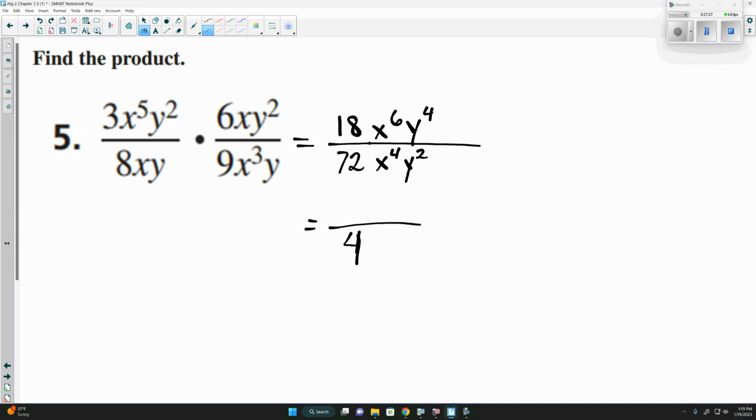Now the next one we have x to the 6th over x to the 4th. 6 minus 4 is 2, and it's bigger on top, so it stays on top. So since we do have an x squared on top, we don't need that times 1, so we can just leave it as x squared for now, depending on how the last one works. Y to the 4th over y squared, 4 minus 2 is 2, since it's bigger on top, it stays on top. So our answer is x squared y squared over 4. And that's it. Questions on this here?